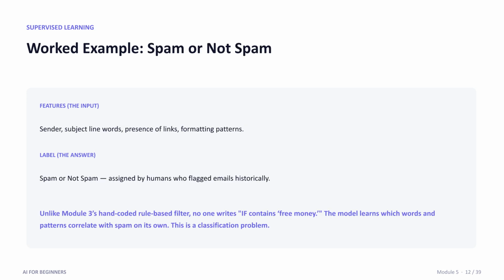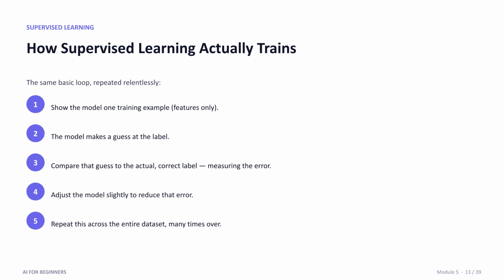For classification, consider spam filtering. Your features might be the sender and keywords. The label is simply spam or not spam. Unlike old-school filters that used handwritten rules, machine learning models learn the patterns of spam automatically. The actual training loop is simple but relentless. The model takes a feature, makes a guess at the label, compares that guess to the real answer to measure its error, makes a small adjustment, and repeats this cycle thousands of times across the entire dataset.